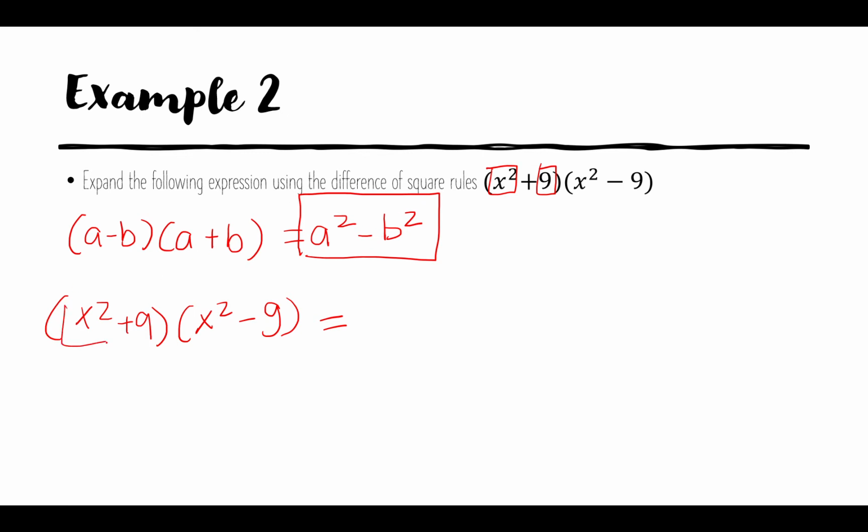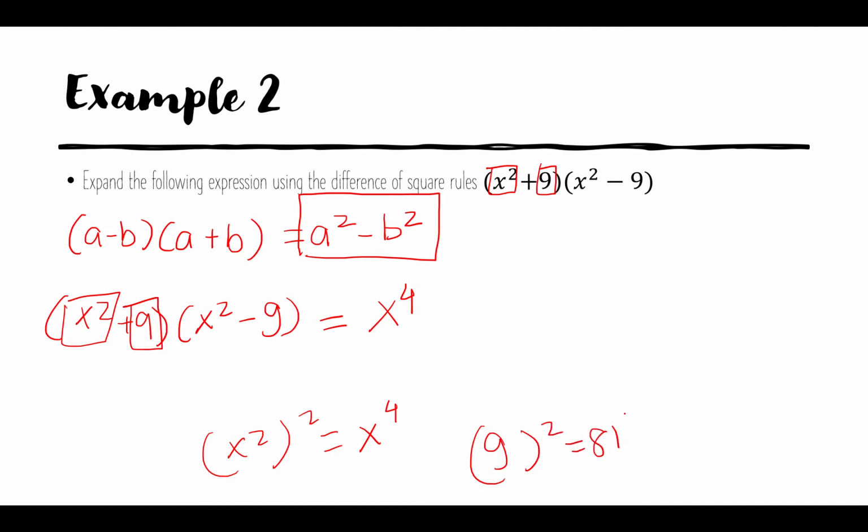Since our a is x squared, a squared is x to the 4th. So our a squared value will be x to the 4th. And since our b value is 9, and 9 squared is 81, our b squared value will be 81. And thus we will get x to the 4th minus 81. And this is the expanded form of this expression using the difference of squares rule.